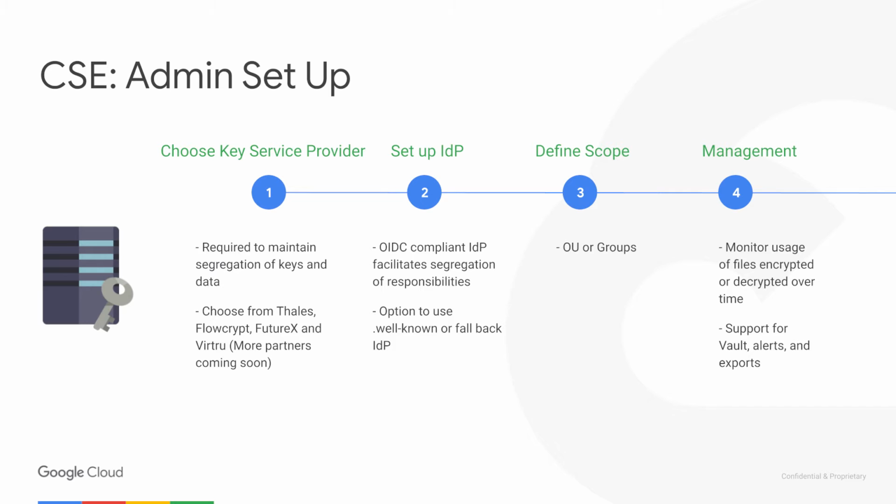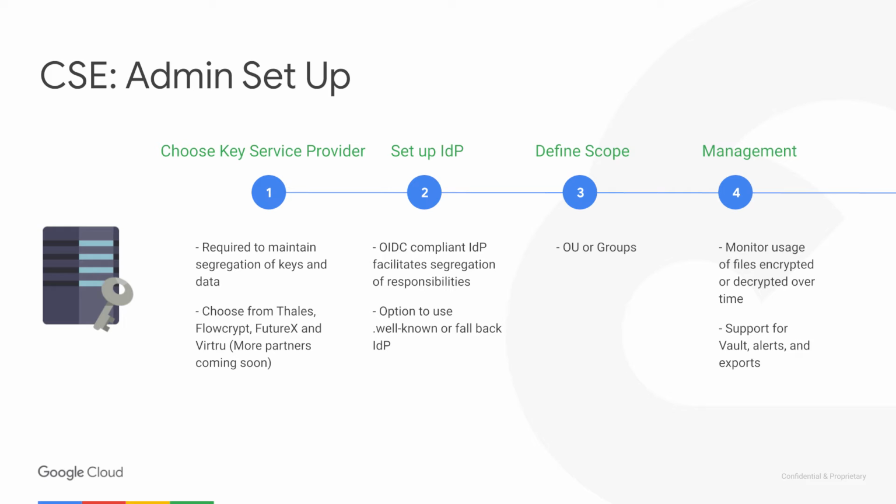Once your key service has been set up, you would have to configure an OIDC compliant IDP in order to facilitate the segregation of responsibilities. We'll talk more about this as a part of the demo as we get to that section. The third part is to make sure that you have defined or enabled client-side encryption for a given OU or a given group. It allows flexibility so that as an admin, you can control the deployment of this feature. Lastly, you can go in and look at the consumption of client-side encryption through reports in your environment. You can also be assured that any surrounding use cases like vault or alerts are covered with client-side encryption as well.